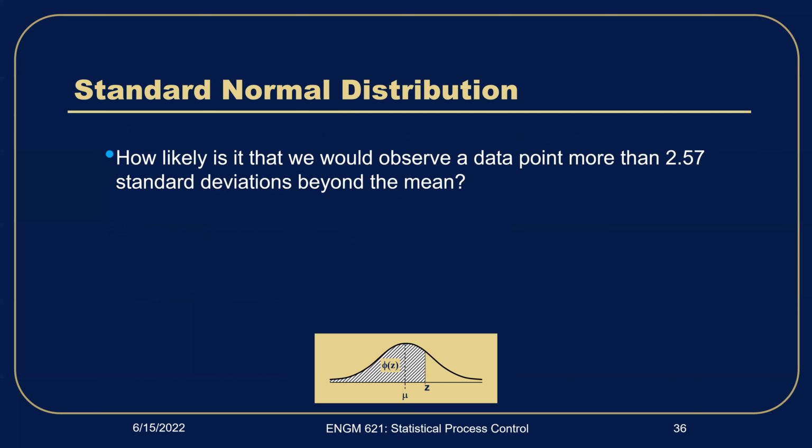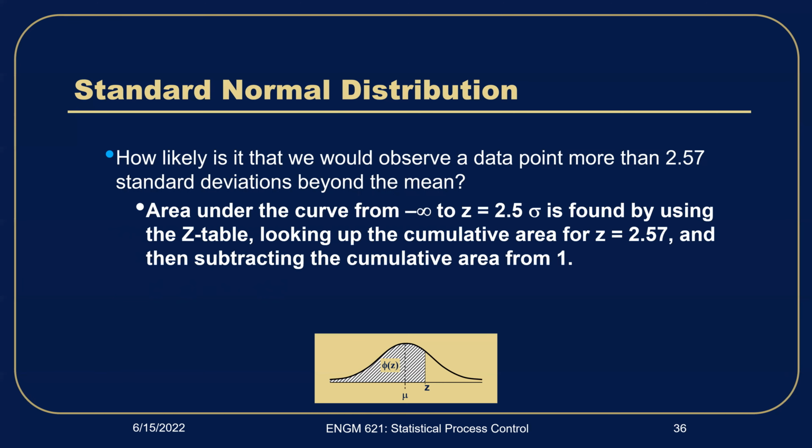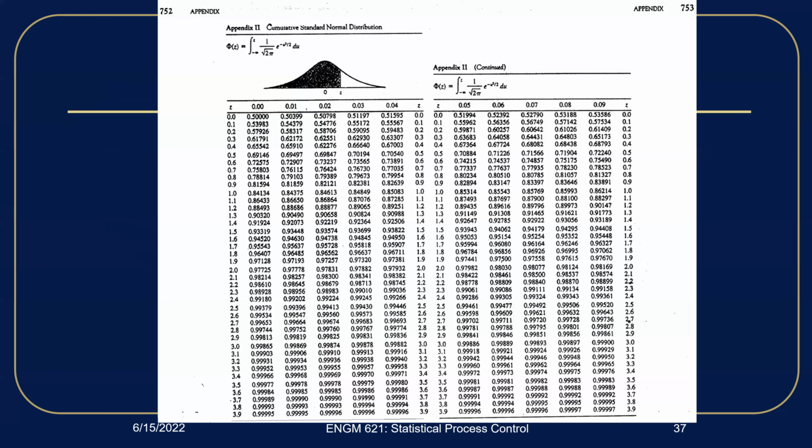Here's an example of how we use the z-table to look up a probability. How likely do we observe a data point more than 2.57 in a standard normal distribution? It is the area under the curve from 2.57 to positive infinity. We can get the value by using 1 minus phi of 2.57. How do we use the table? In the z-table, if we know the z value and look for the probability phi of z, we read z from the axes, like this, 2.5 and 7, 2.57.